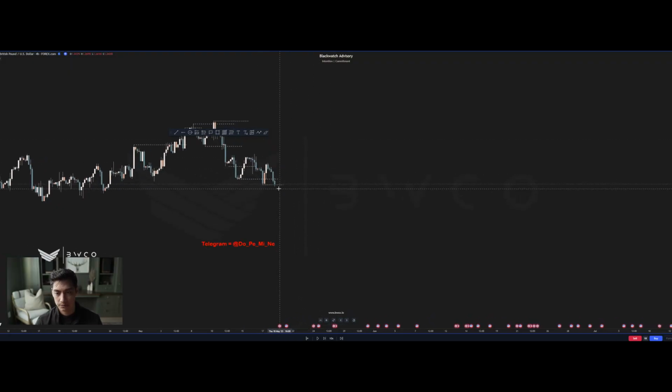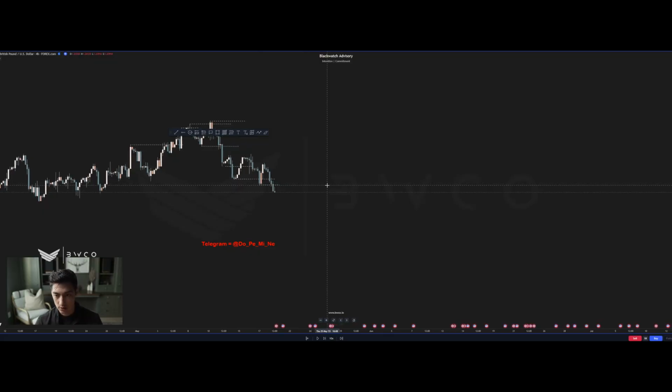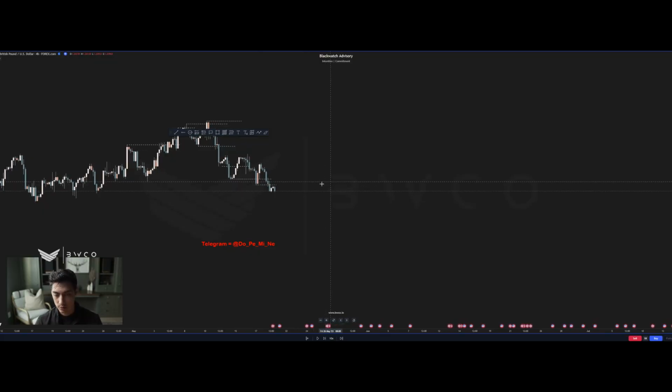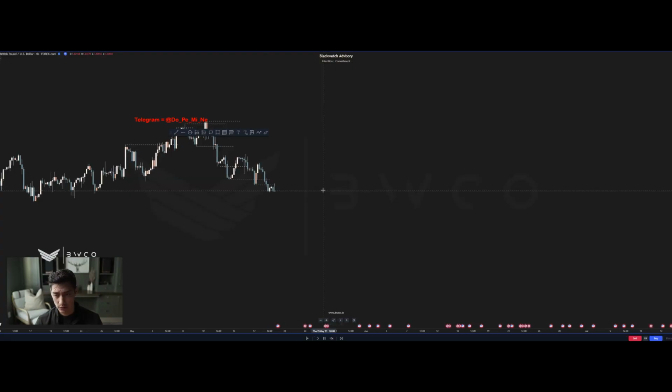Perfect. Okay. Now we need a potential pullback. We do target this low again from here, but there's no trade because it has to trade up through here. We do get this wick. This is our first interaction. So if there happens to be a 5-minute setup in there, that's something we can consider as well.